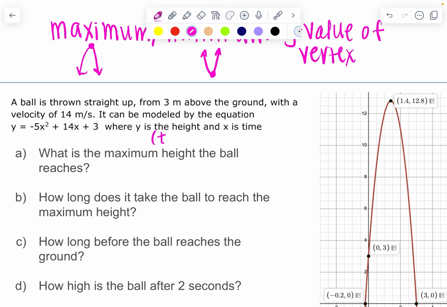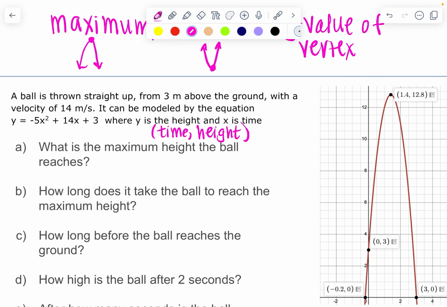So they're telling me that x is the time, y is the height. What is the maximum height the ball reaches? So again, that's the y value of the vertex. So here, if I look at my vertex, the y value is 12.8. It's in height, so we have to figure out, is it feet? Is it miles? It tells me here that our units is meters, so 12.8 meters.